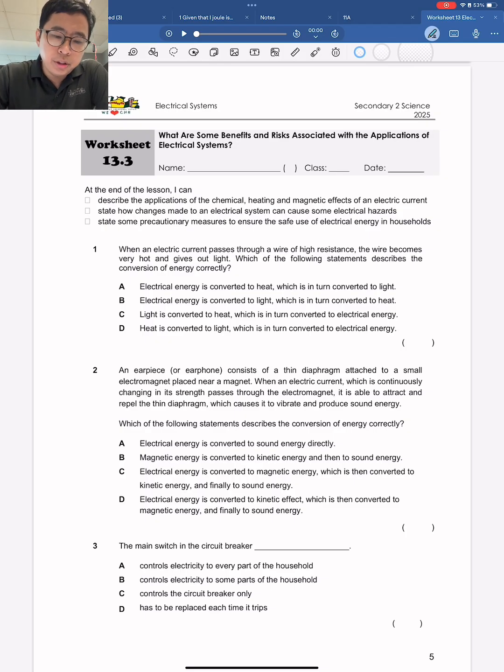For 13.3, look at question 1. When an electric current passes through a wire of high resistance, the wire becomes very hot and gives out light. Which of the following statements describes the conversion of energy? First, we look for electrical energy, because the electric current passes through and it's converted to heat, and after that it gives out light. This is quite a simple question, so the answer is A.